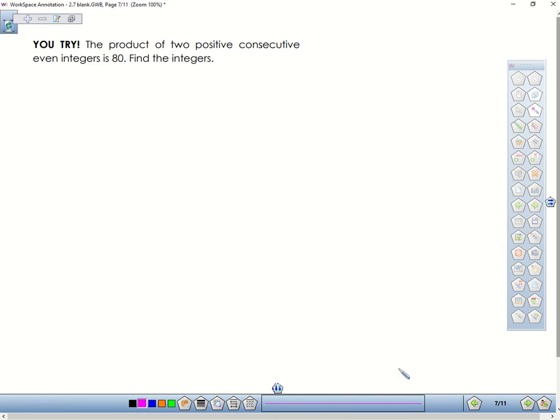Two positive consecutive even integers. What are two even numbers that are consecutive in your head? Pick two. 2 and 4, right? How spaced out are those numbers? How do I get from 2 to 4? I add 2. So to get from the first one to the second one, I need to add 2 this time instead of 1. Does that give you a hint here? Okay, so go ahead and try it, and I'll walk around if you need my help.